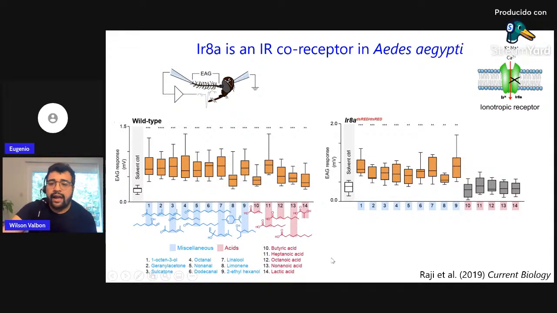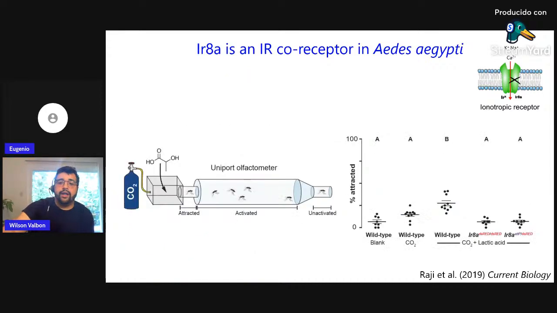Okay, so very likely it is lactic acid, an acid that binds to the ionotropic receptor, IR. And they just made another round of behavior assay using this olfactometer again, but now instead of a hand, they applied CO2 plus lactic acid.